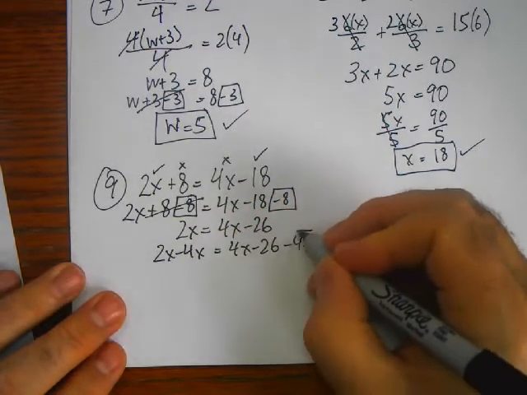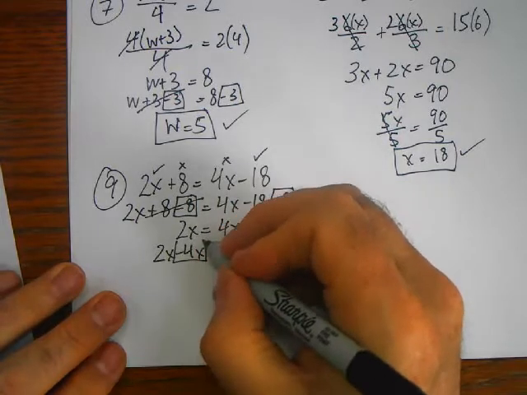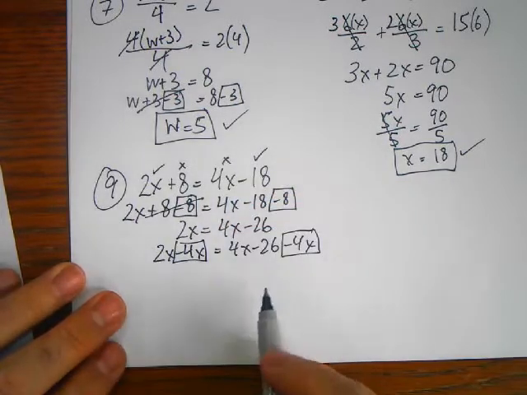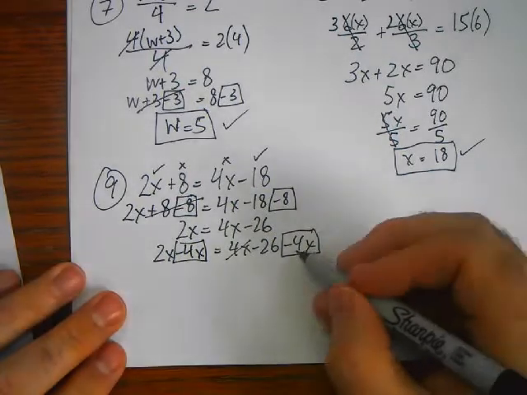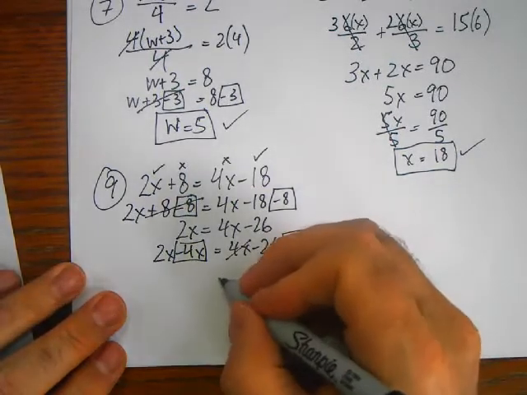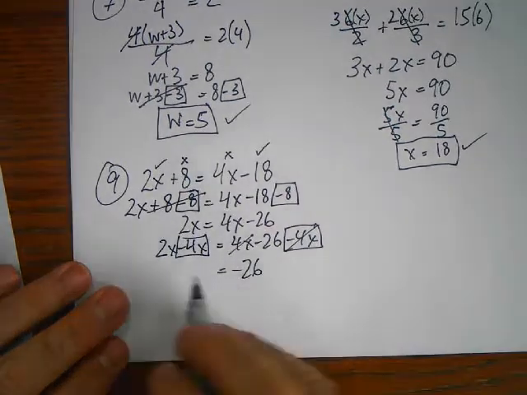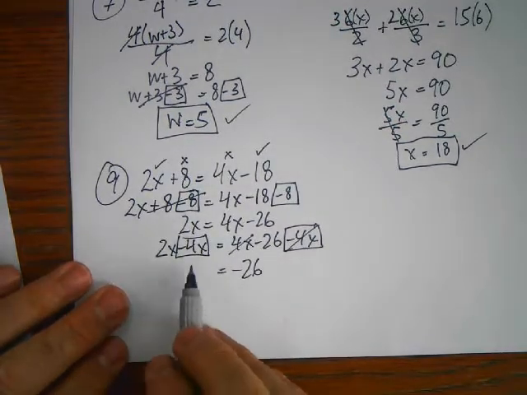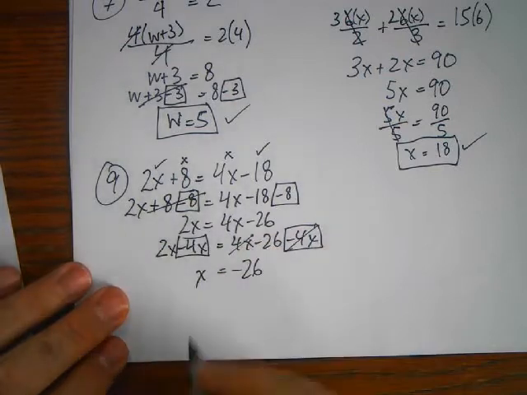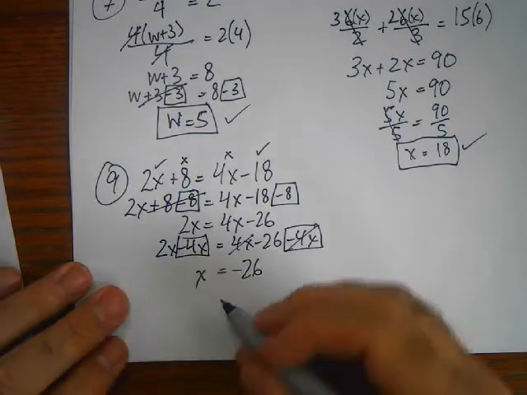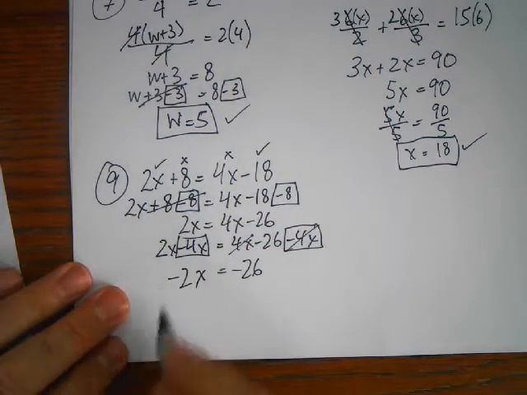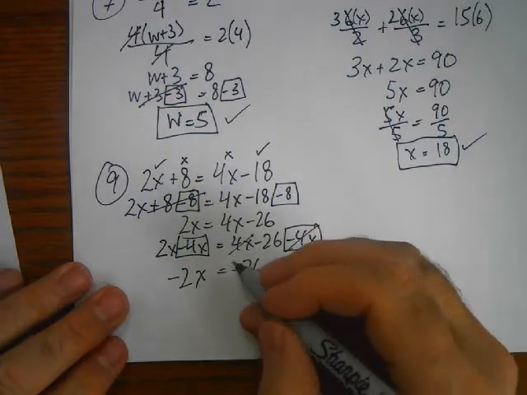Okay, so there's my minus 4x that I've added. Now the 4x there and the minus 4x, they cancel. So I have a minus 26 left over there. Over here I've got 2x minus 4x, so I'm going to have something x, that's going to be 2 minus 4, which is negative 2. So be careful, that negative sign is very important.